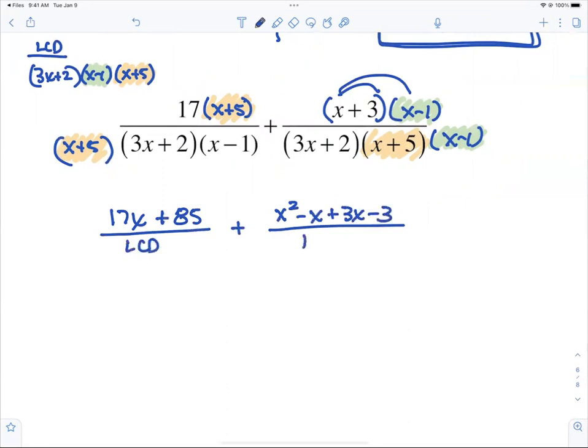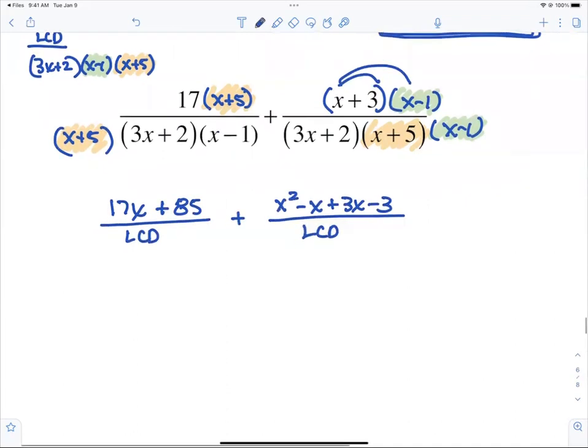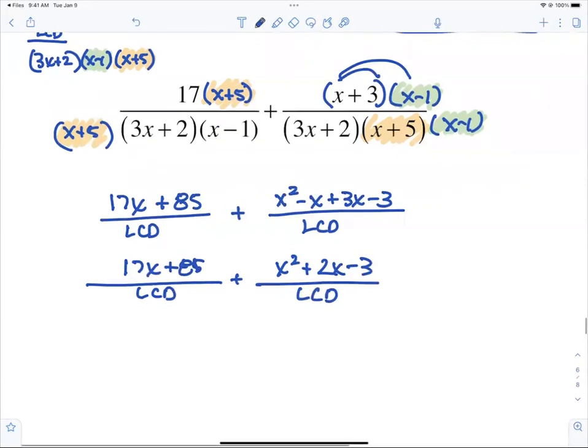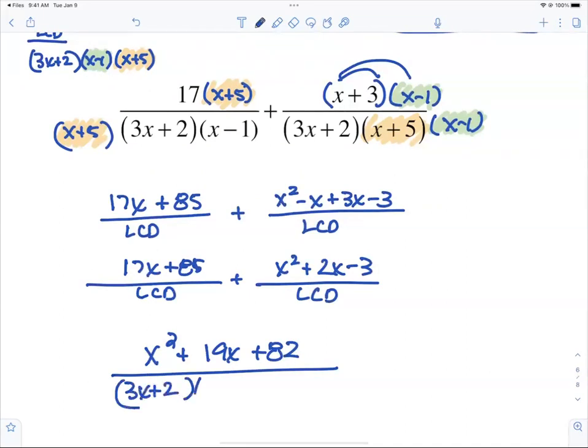And I'm just going to write the words LCD, if you don't mind, for the sake of bulk and time on the video. So I now have 17x plus 85. Nothing happened over here. And when I move to this, this is x squared plus 2x minus 3, just combining like terms. I'm now going to bring everybody together over the same fraction bar, and I'm going to move the x squared term to the front. This is going to be x squared plus 19x plus 82 over, and I'll copy all of my pieces.